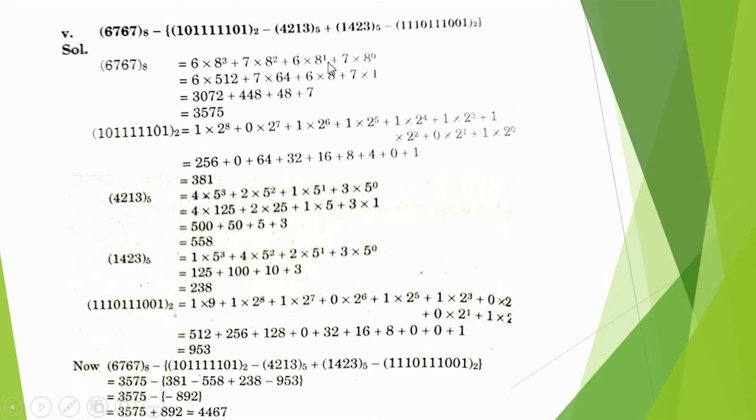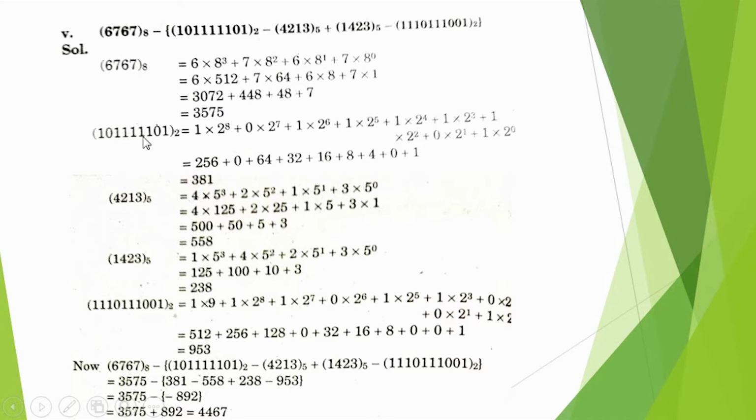6 multiply 8, 7 multiply 8, 6 multiply 8 and 7 multiply 8. Now we write their powers 0, 1, 2, 3. 8 power 3 is 512, 8 power 2 is 64, 8 power 1 is 8 and 8 power 0 is equal to 1. Now we multiply these values: 3072, 448, 48 plus 7. Now we add these values.